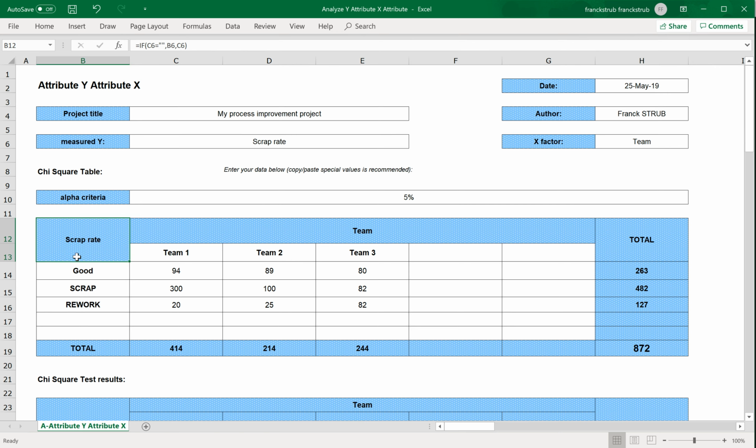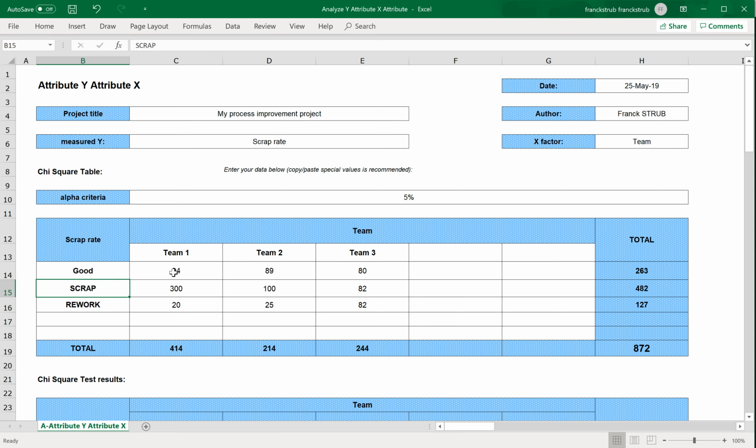And then you will have here your scrap rate Y with 3 possible values. You could have 4 or 5 attribute values if you want. Here, in terms of scrap rate, I will understand what the number of good parts I produce is, what the number of scraps or bad parts is, and what the number of reworks is. And this per team, to understand at the end, is there a significant difference between teams in terms of good, scrap and rework when they produce?